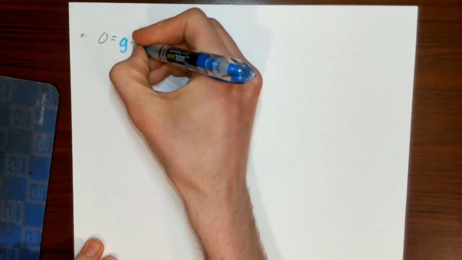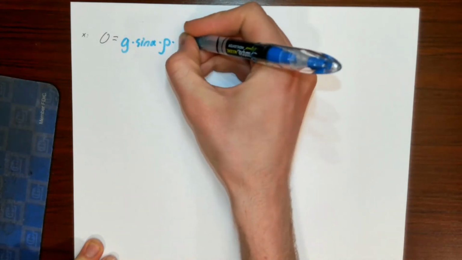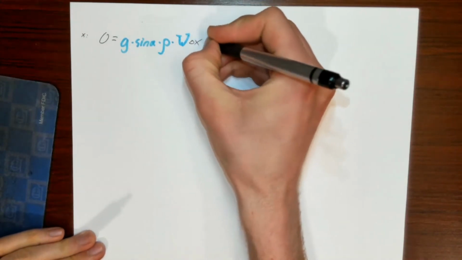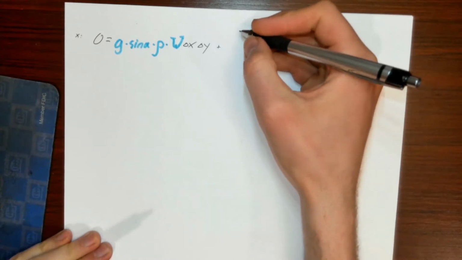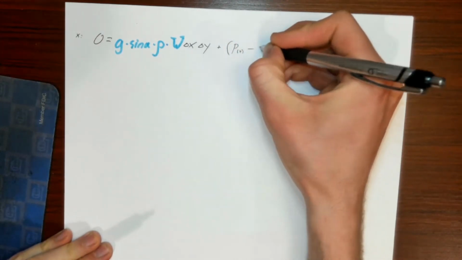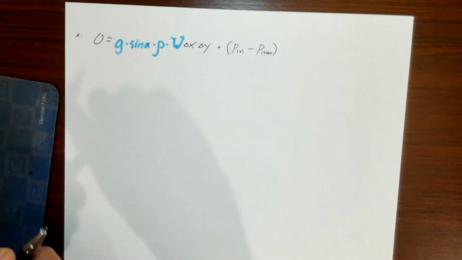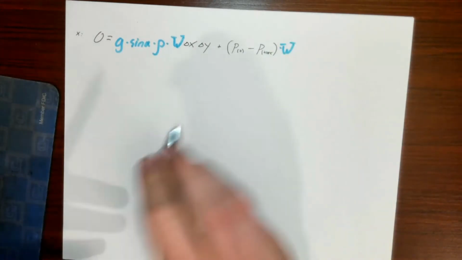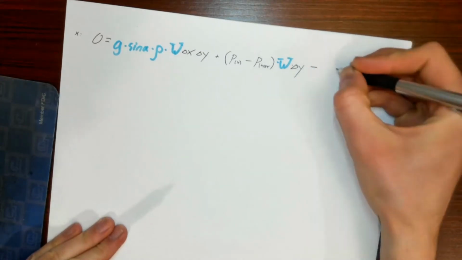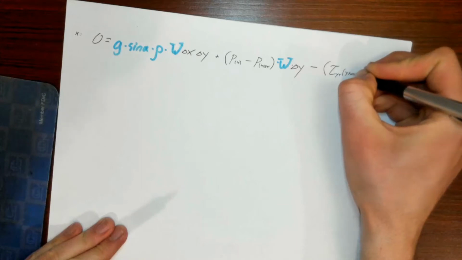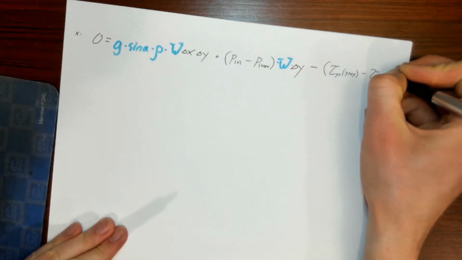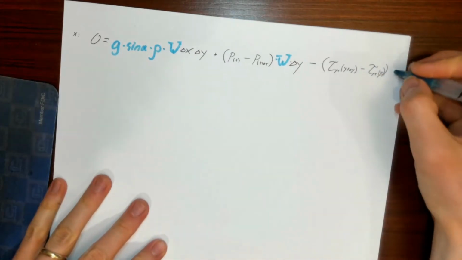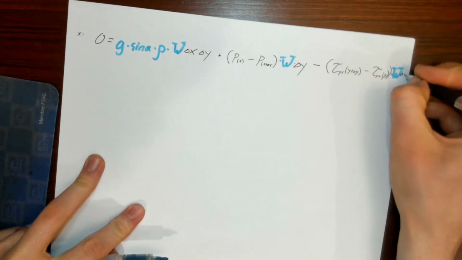All right, so putting all this stuff together, here we have it. For x, we have 0 is equal to g sine alpha times rho times w times delta x delta y plus p at x minus p at x plus delta x times w times delta y minus tau yx at y plus delta y minus tau yx at y times w times delta x. Just barely on one line.